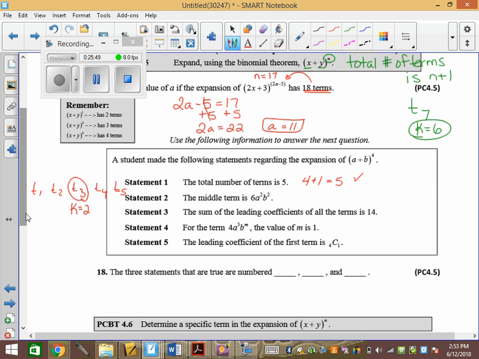So to find this one, we're going to go 4c2 a to the n minus k, b to the k. It's just off your formula sheet. What's 4c2? We got 4 from n. You get 6 a squared b squared.